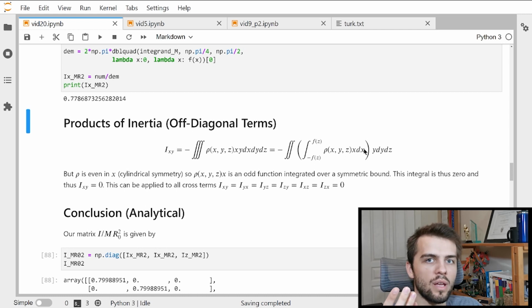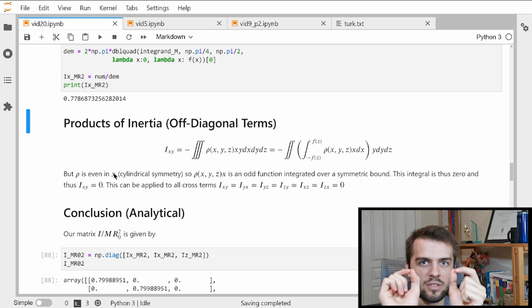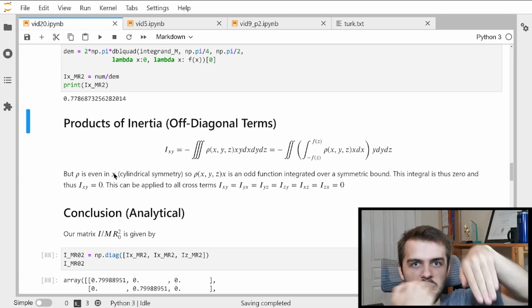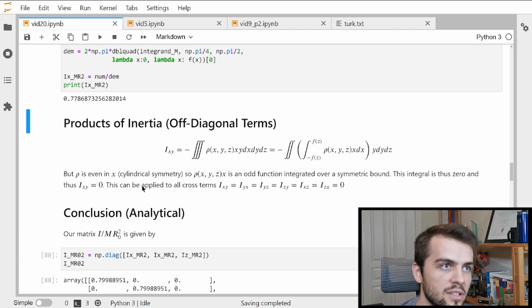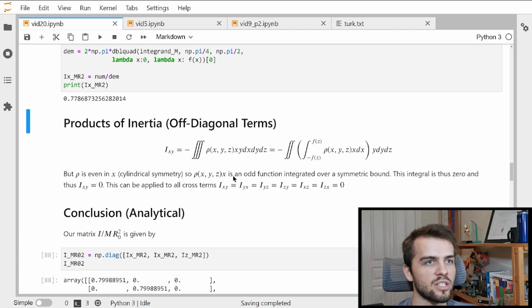But rho, if I have a cylindrically symmetric object, rho should be even in x. In other words, if there's a mass here, it's also the same mass here, because I rotate everything around. So it should have the same mass density for a particular value of x. This means that rho of x, y, z times x is an odd function inside this integrand. If rho is even in x and this is odd in x, forget about the fact that there's y and z. This is an even function in x, and so the whole thing here is an odd function in x.